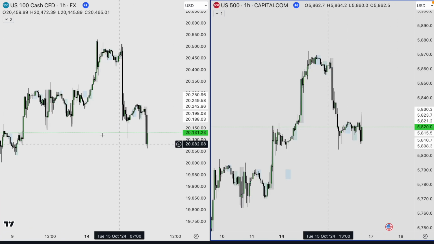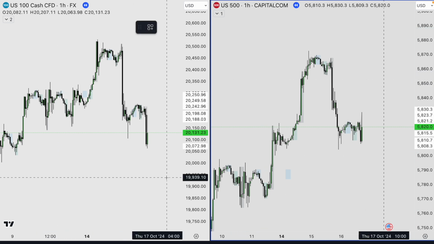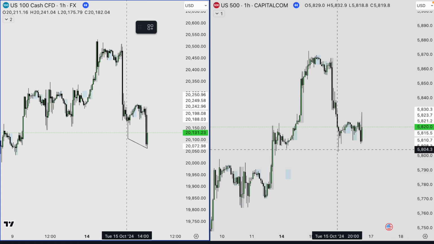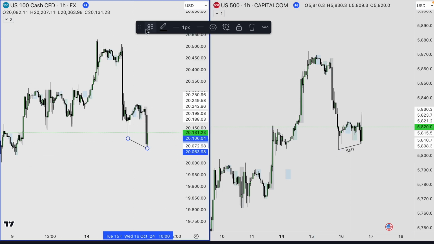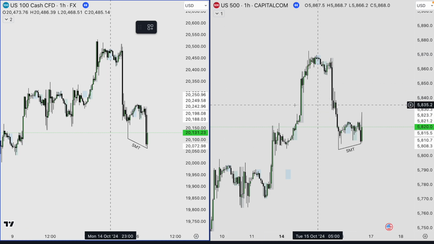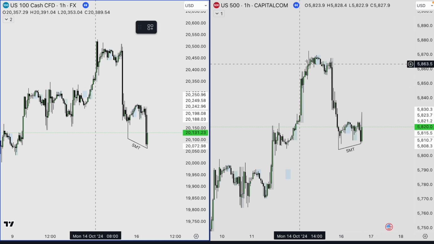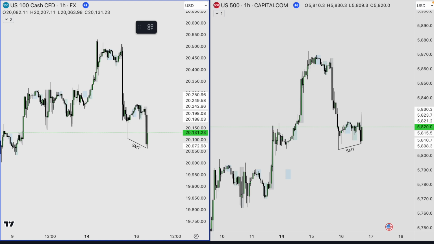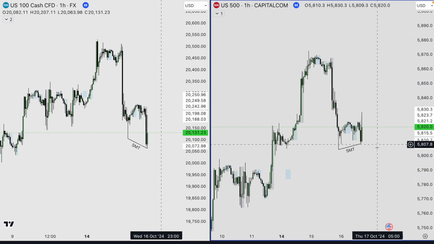In this example, we have NASDAQ on the left and S&P 500 on the right, and we can see that NASDAQ gave us a lower low, while S&P 500 didn't make a lower low. We have a higher low, so giving us an SMT divergence. Which one of the two will be the weaker pair? It is going to be S&P 500 because we didn't have enough strength to sweep liquidity. So if I'm buying, this will be the pair that I want to be buying.